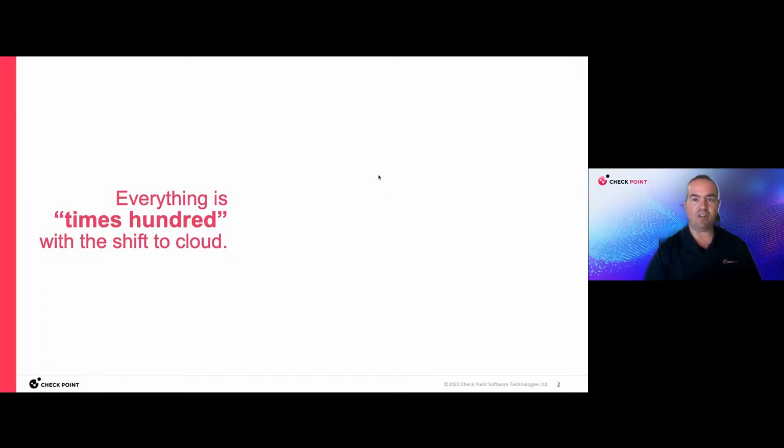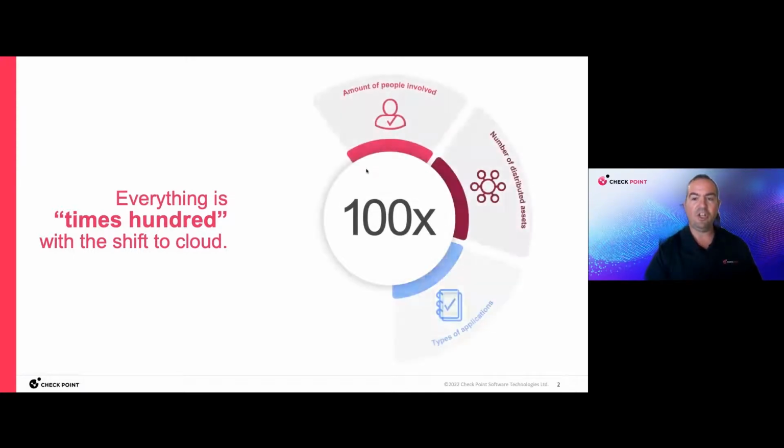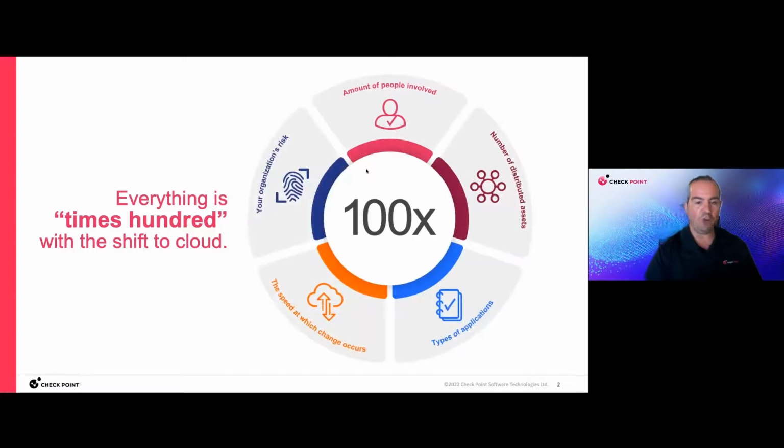Everything is now changing from an IT and IT security perspective, and everything is what we call times 100 with the shift to the cloud. We see tons of people involved in going into production. We see assets distributed across the organization, across multiple cloud providers, across a hybrid set of on-premise data centers and cloud-based data centers, tons of different types of applications, of course, with different security classification, and based on that, the risk that it actually introduces into the organization.